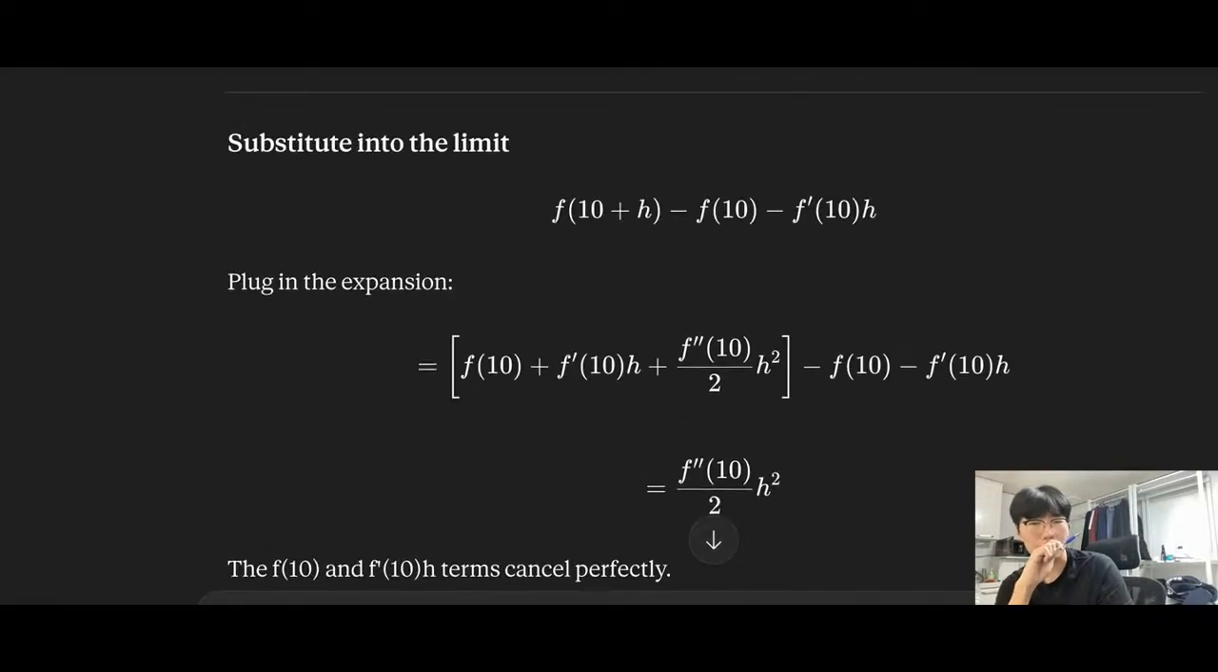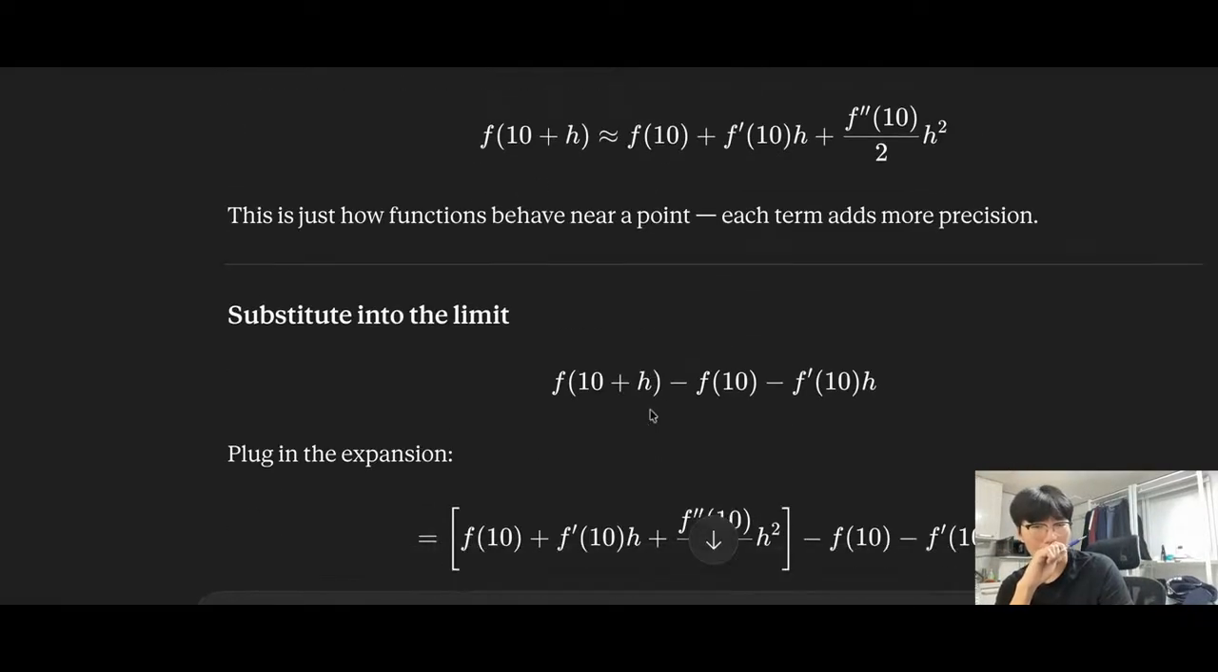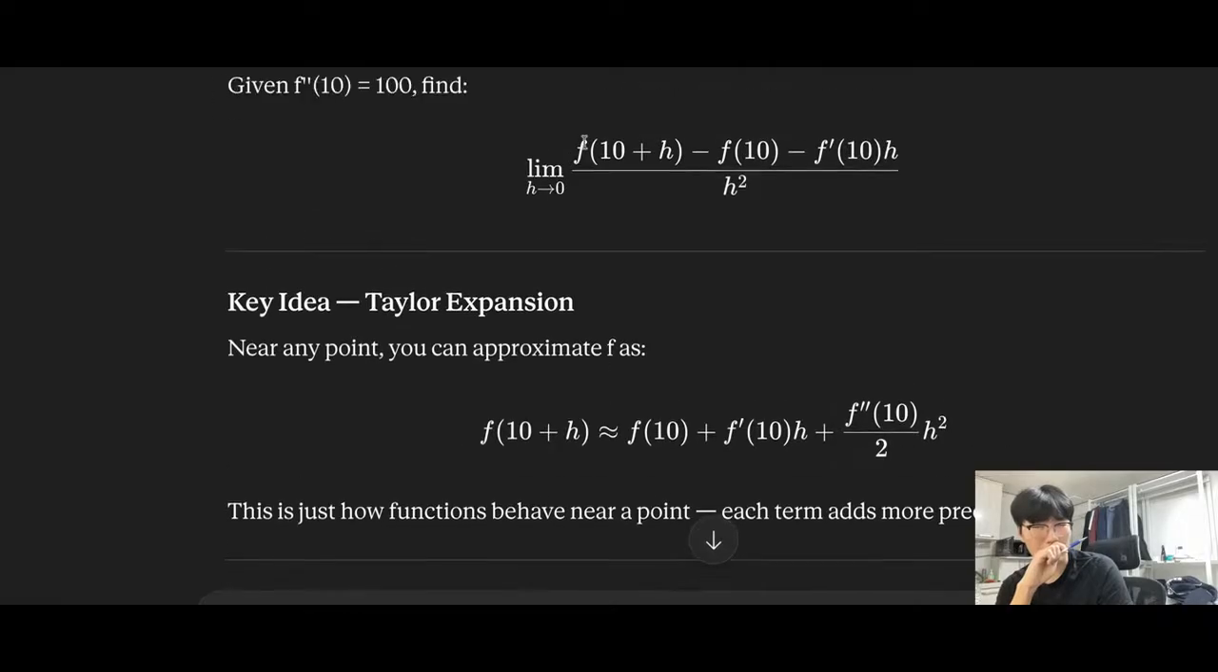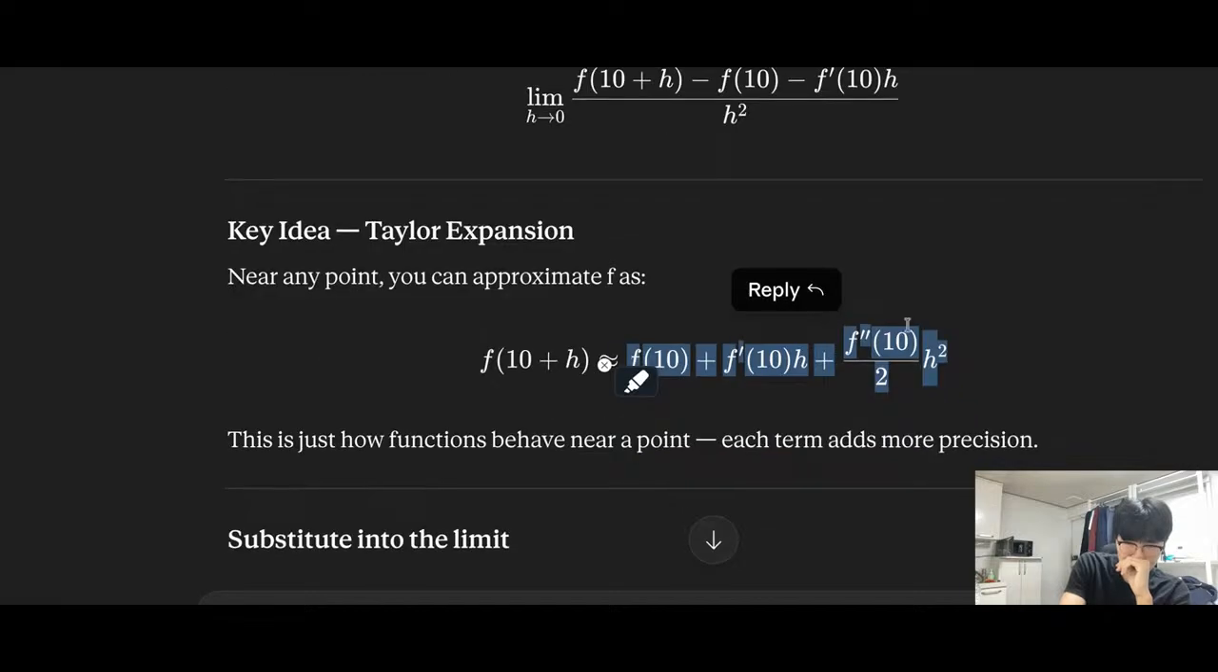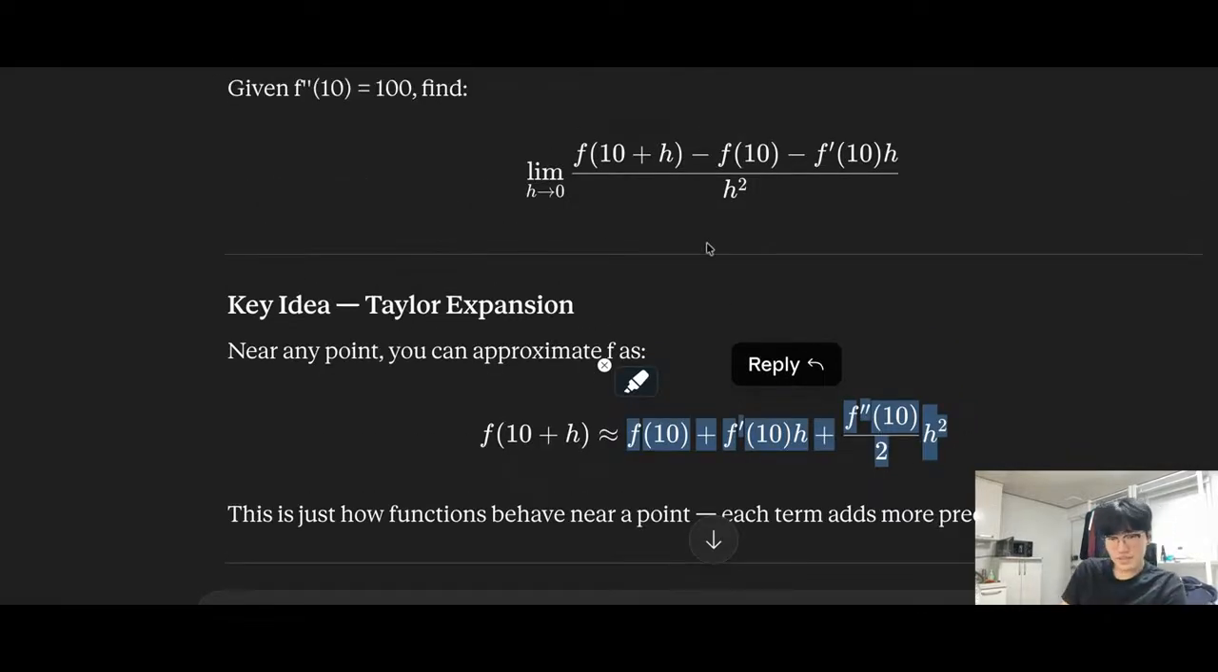Hold up. So hold up. Yeah. Okay, so you get that. You get that. No, I mean, so hold up. So this is on top of this. Basically, f(10) plus f prime(10) times h plus f double prime(10) over 2 times h to the power of 2 is all above this.